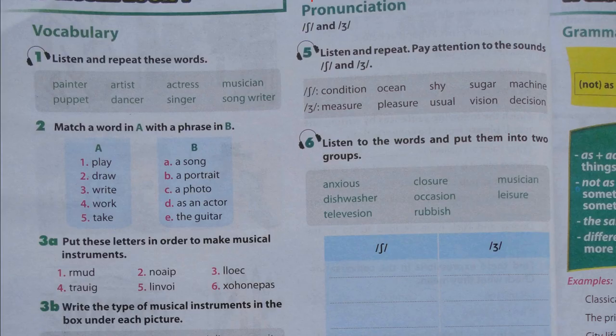Unit 4. Page 40. A closer look 1. Activity 5. Listen and repeat. Pay attention to the sounds sh and zh. Sh: condition, ocean, shy, sugar, machine. Zh: measure, pleasure, usual, vision, decision.